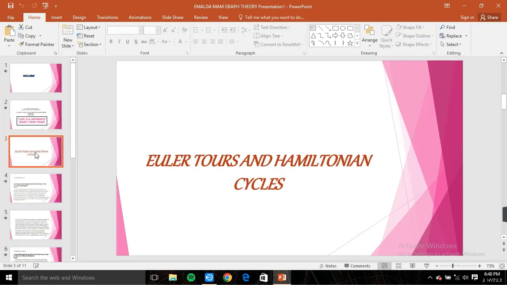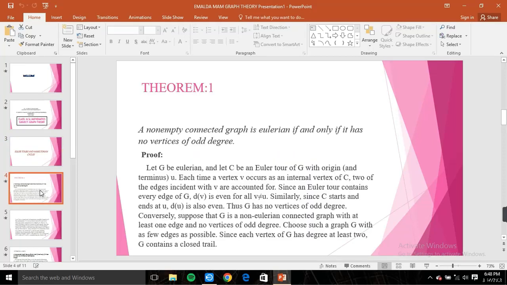Here we are going to discuss Euler's tour and Hamiltonian cycle. We know what is an Euler tour or Eulerian graph. A graph which contains an Euler tour is nothing but an Eulerian graph. Here we have a theorem. A non-empty connected graph is Eulerian if and only if it has no vertices of odd degree. Let us see the proof.